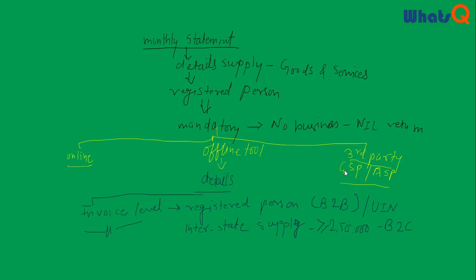and the value exceeds 2,50,000, then you have to report all your credit notes and all your debit notes. Those credit notes and debit notes will be against those invoices which you have issued earlier. So these will be notes issued by the supplier, and that will be reported there in GSTR 1.